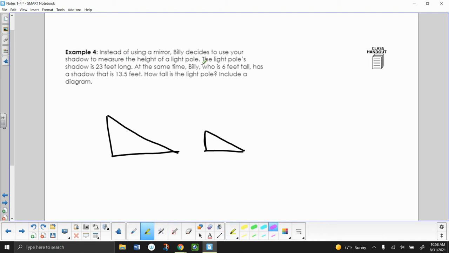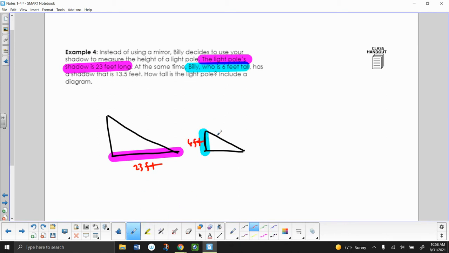So it says, the light pole's shadow is 23 feet long. So shadows are on the ground, so that's going to be this measurement. Then it has Billy, who is 6 feet tall, so that's going to be right here. Then we have Billy's shadow, which is 13 feet, so that's going to be down here. And then we have the height of the flagpole, which is what we're solving for. So again, once our picture's drawn, fairly easy setup.